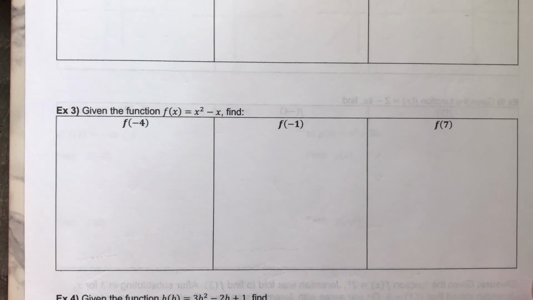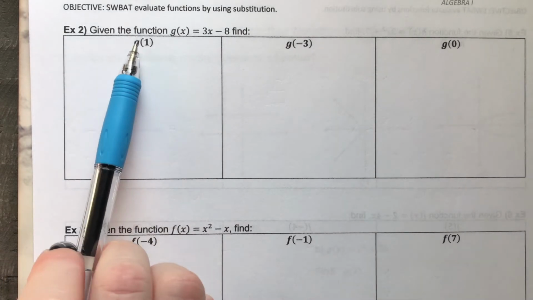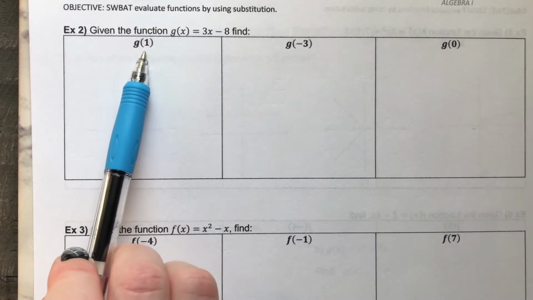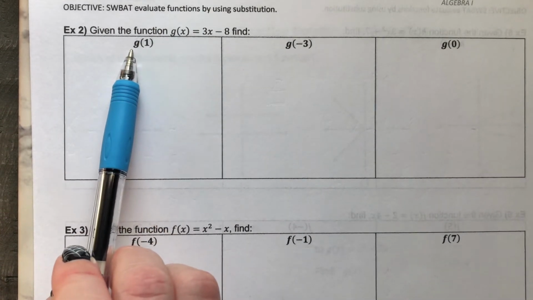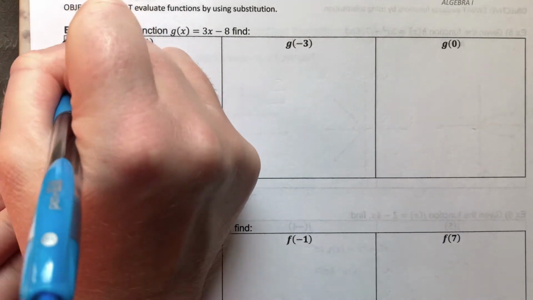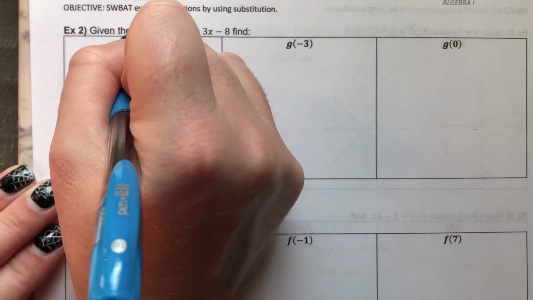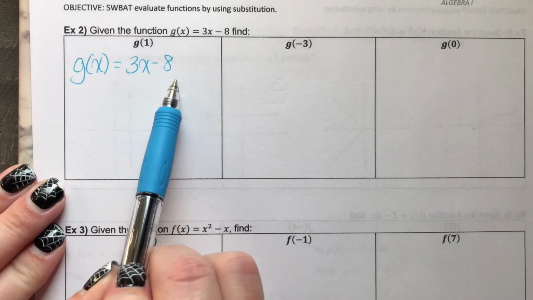All right, so as we look up here at example 2, it says given the function g of x equals 3x minus 8, we want to find all of those functions. Before I actually start the question, I want to write what the function is. Since the function is g, I know I want to use the g function here. So I'm going to write that down as my first step. G of x equals 3x minus 8. That's the g function, so this is the one I'm plugging into.